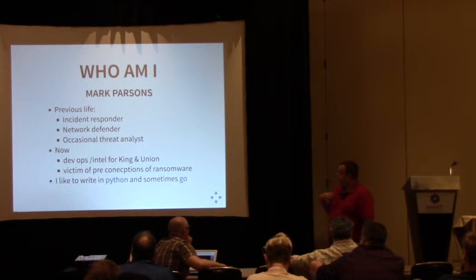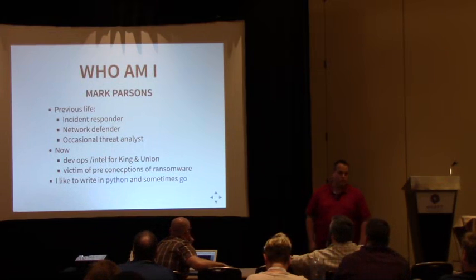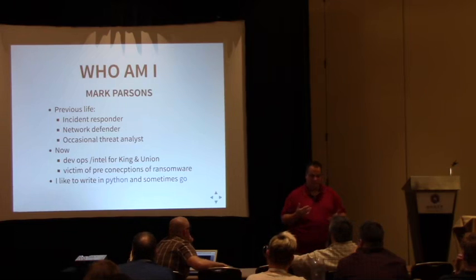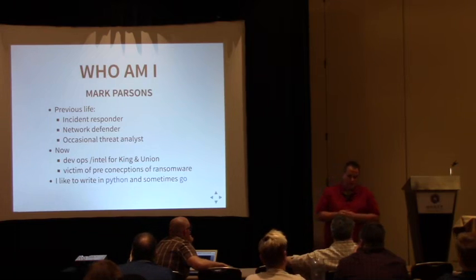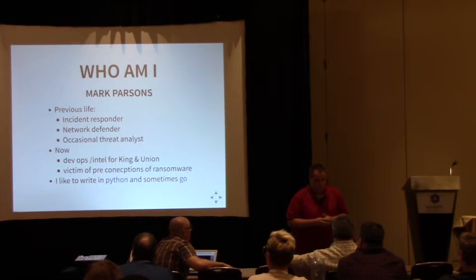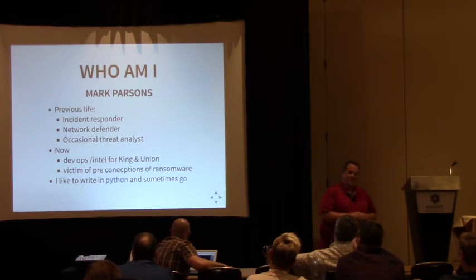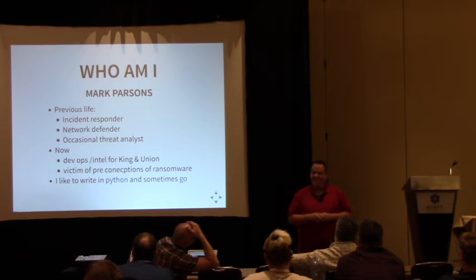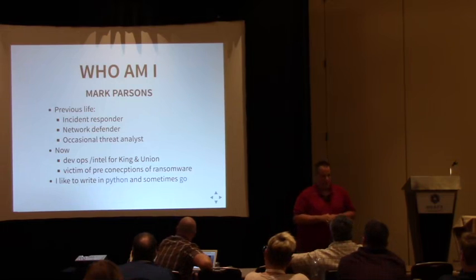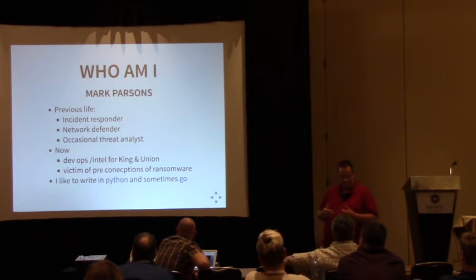So real quick introduction to who I am. My name is Mark Parsons. In a previous life, I was an incident responder and network defender for a civilian government agency. I also spent some time as an occasional threat analyst. But now I'm actually a DevOps and intel person for a startup called King & Union. I'm also a victim of preconceptions of ransomware. So for those that were in hard install, I was the guy in the red shirt. I also like to write in Python and sometimes in Golang.